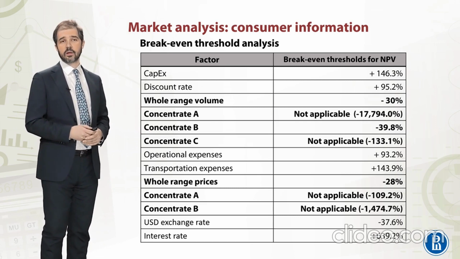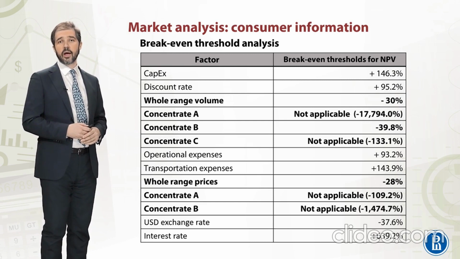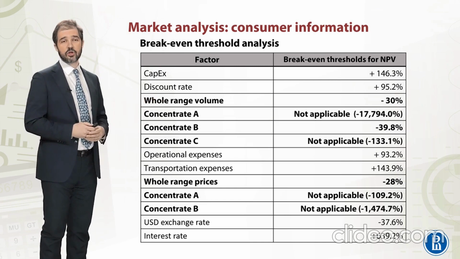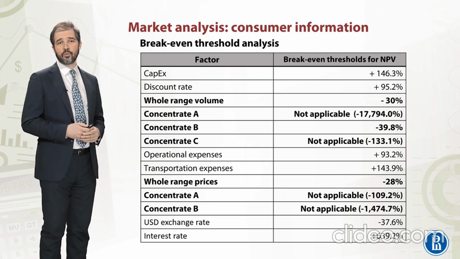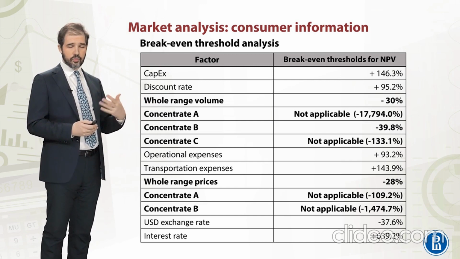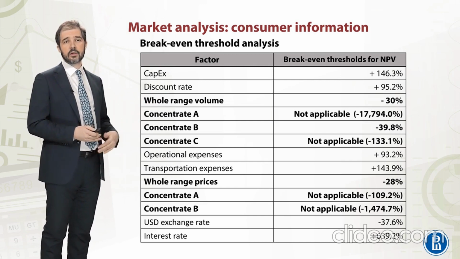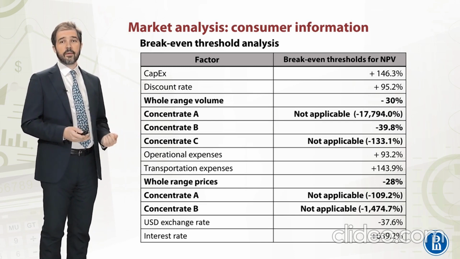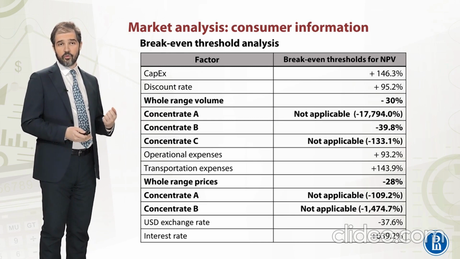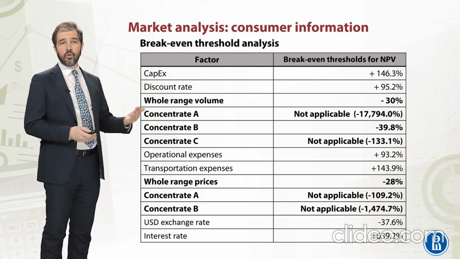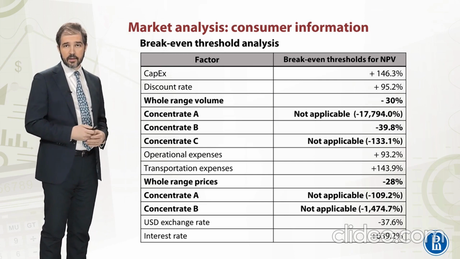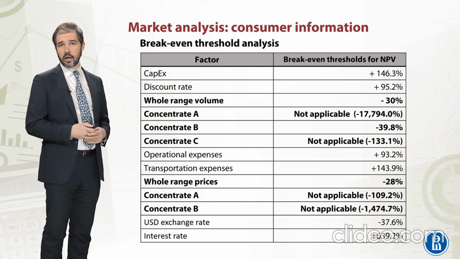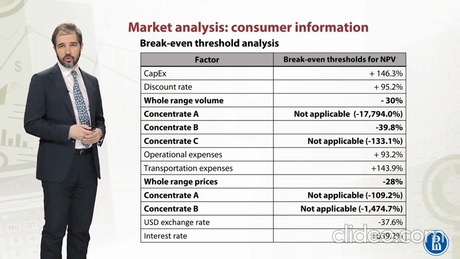Then, what is more interesting here? Whole range volume, so volume of our products. Let's imagine here in this example, we produce three types of different products, concentrate A, B, and C. And if we reduce production and sale of all these three items by 30%, this will again bring our NPV to zero.